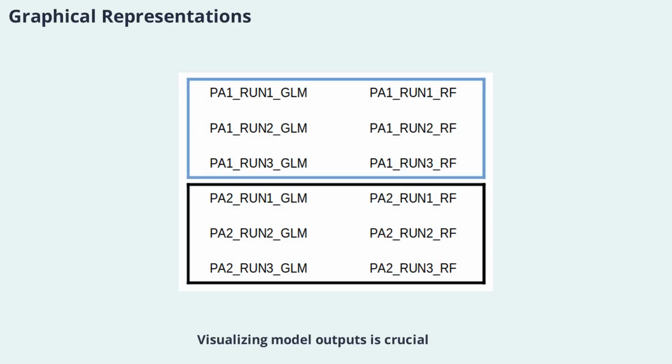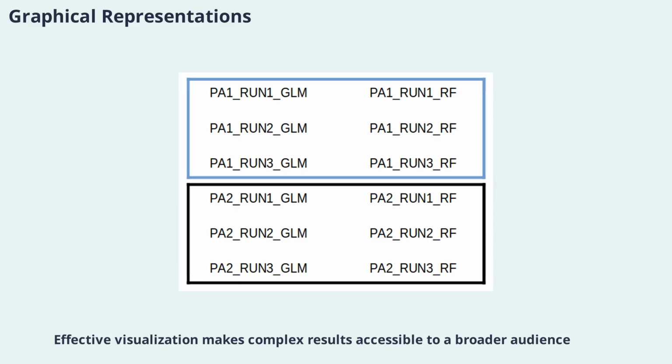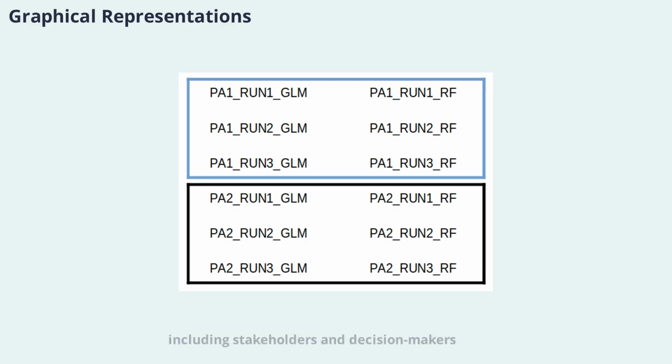interpretability. Visualizing model outputs is crucial for interpreting results and communicating findings. Graphical representations can include maps of predicted distributions, plots of variable importance, and evaluation metric charts. These visuals help identify spatial patterns, assess model fit, and compare different modeling approaches. Effective visualization makes complex results accessible to a broader audience, including stakeholders and decision makers. By integrating clear graphics into our workflow, we enhance both the scientific rigor and practical impact of our modeling efforts.